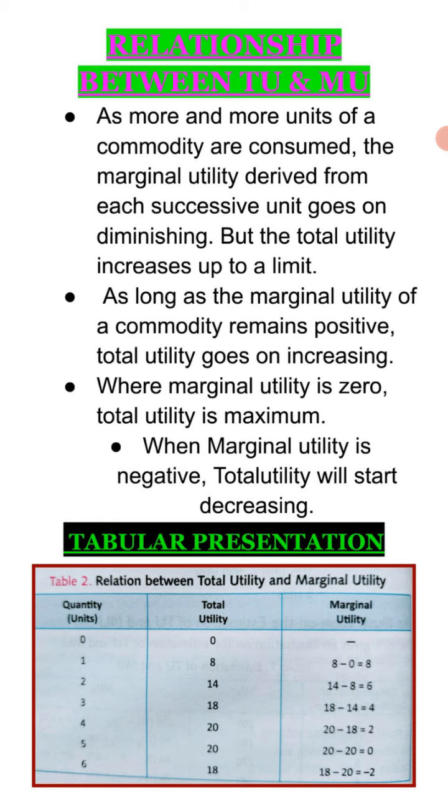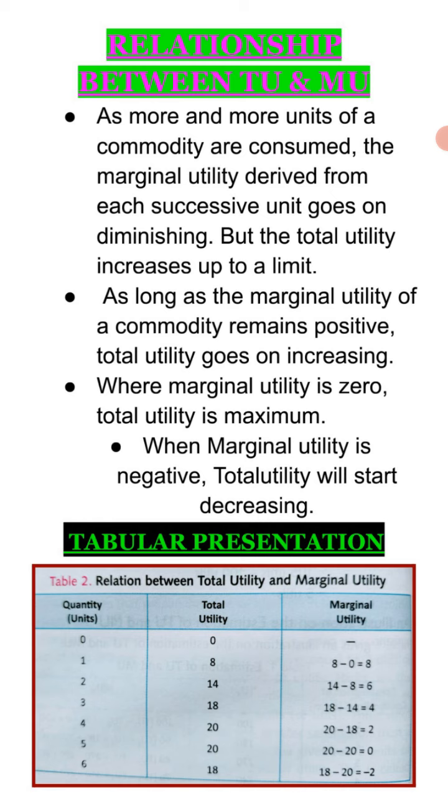It is decreasing, but the total utility increases up to a limit. Total utility initially increases to a certain limit only. For example, 0, 8, 14, 18 and 20. Till here it is increasing. So this is the first point that is proved through the table. Second point: as long as the marginal utility of a commodity remains positive, till the value of MU remains positive, till 0, what we can see is that the value of total utility keeps on increasing. So till the point MU is 0, the value of TU increases.